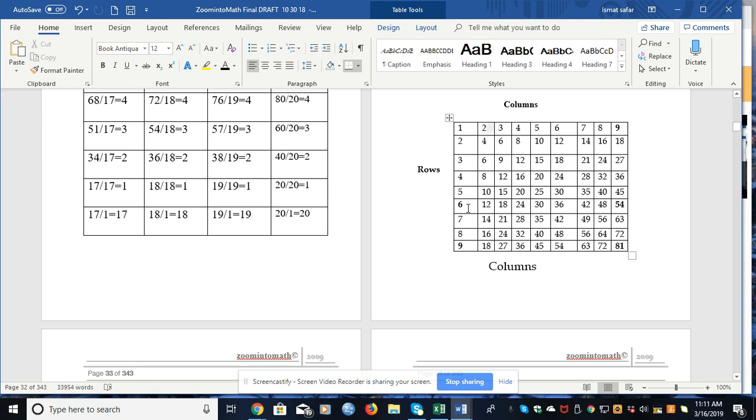2 times 6 is 12, 3 times 6 is 18, 4 times 6 is 24, which is this one here. 5 times 6 is 30, which is one here. So, and so on and so forth.